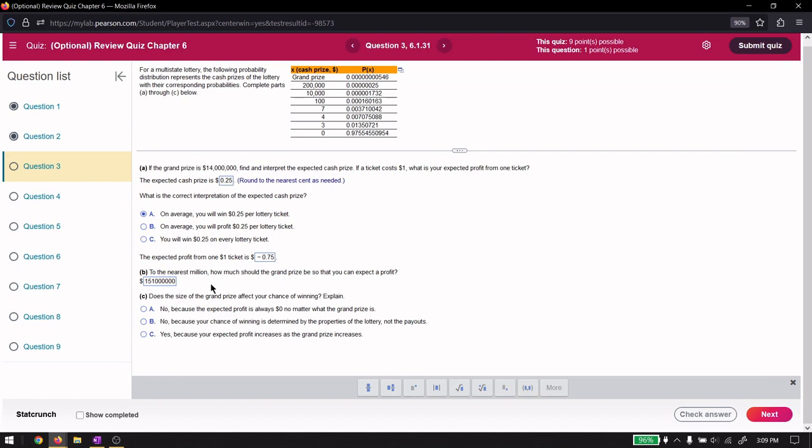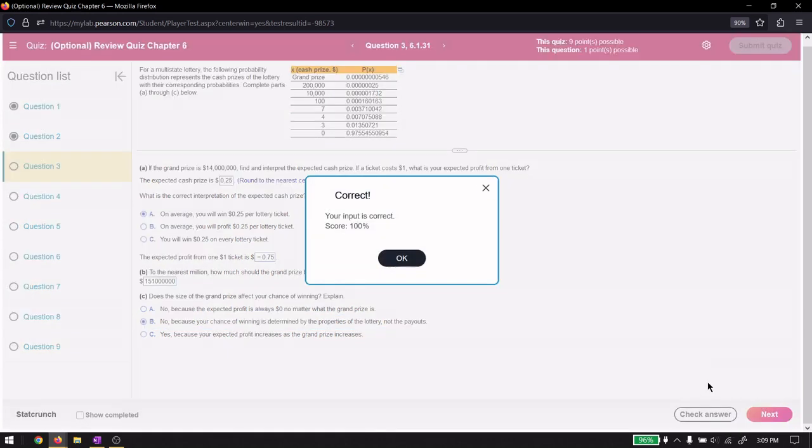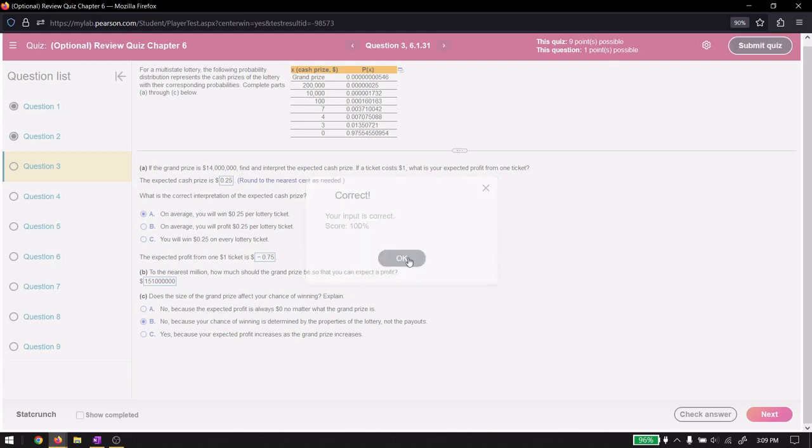Okay, does the size of the grand prize affect your chance of winning? The size of the grand prize affected our expected value of profit, but the size does not affect our chance of winning. Those are determined by these probabilities here, and nothing we did by changing this grand prize changed these probabilities. So no, the chance of winning is determined by the properties of the lottery and not the payouts. Let's check our answer. And that's all correct.